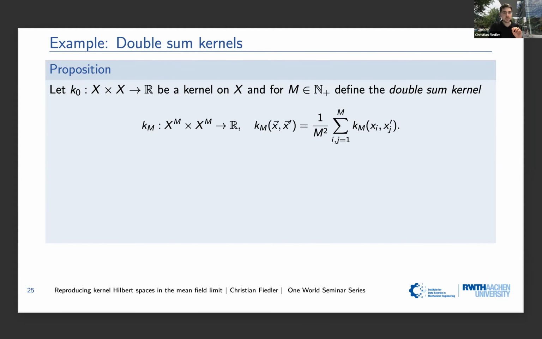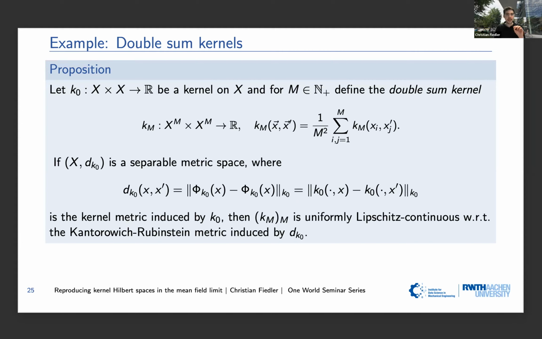So same situation, but now we look at the kernel metric of our base kernel K. Which is nothing else than, you take two inputs, you go to the RKHS using the canonical feature map, and then you look at the distance in the RKHS, and this is called the kernel metric. And if now X, forgetting dx, metrized by this kernel metric is separable, then it turns out that the double sum kernels are uniformly Lipschitz continuous with respect to the convergence metric, the Rubinstein metric, but this time based on this kernel metric, not on X anymore.